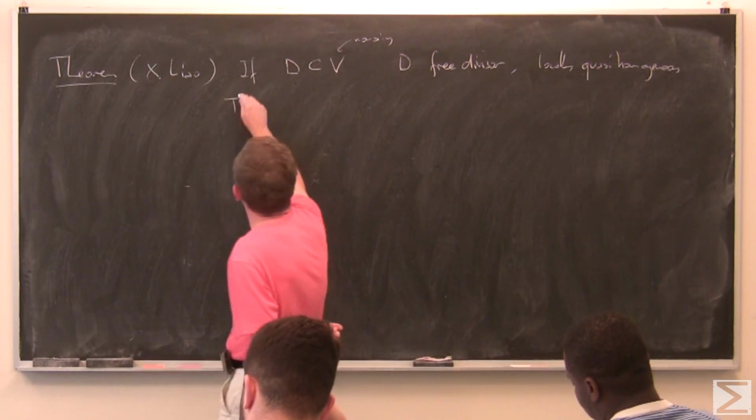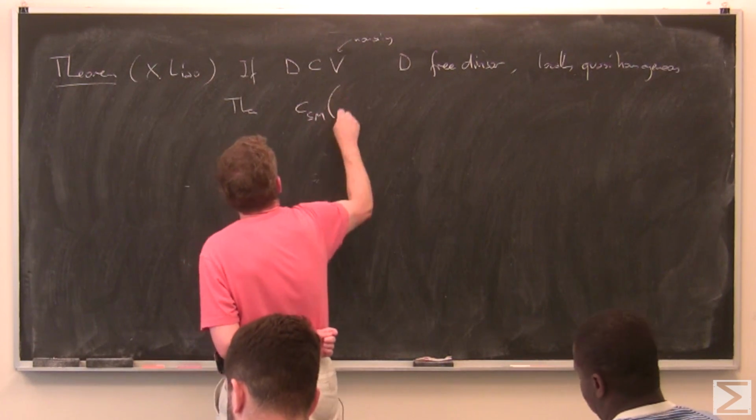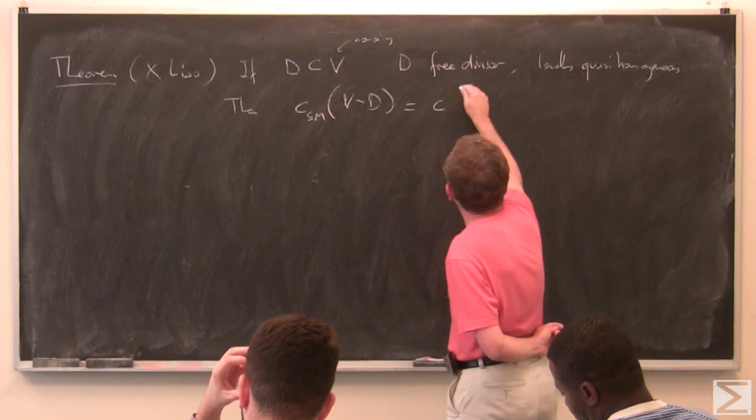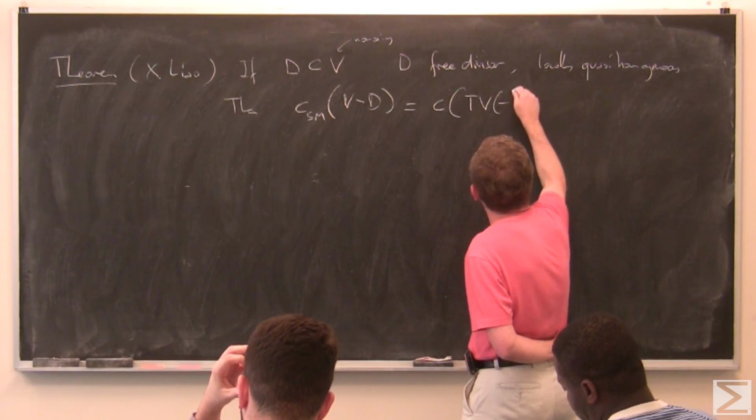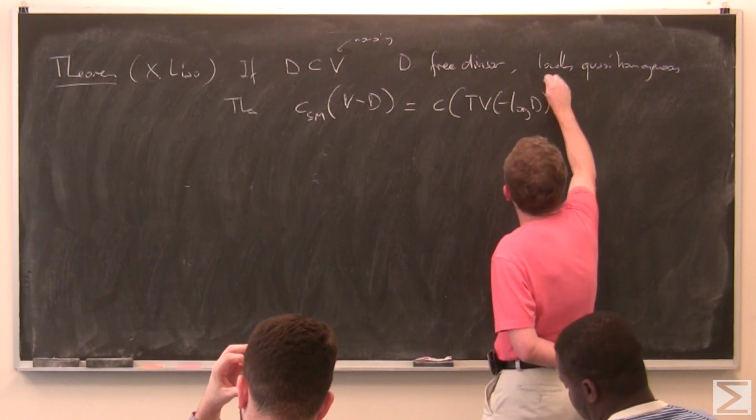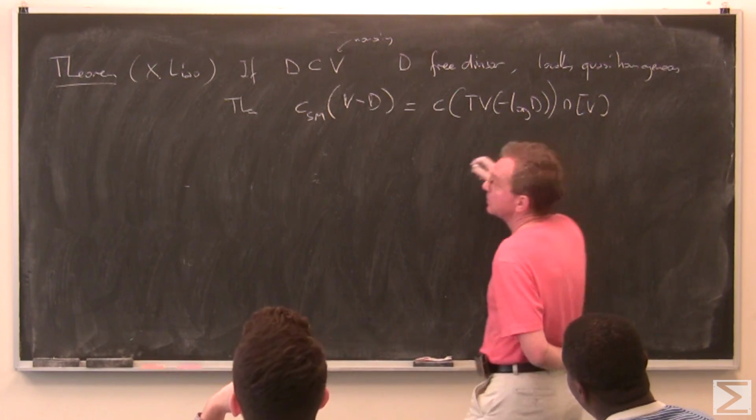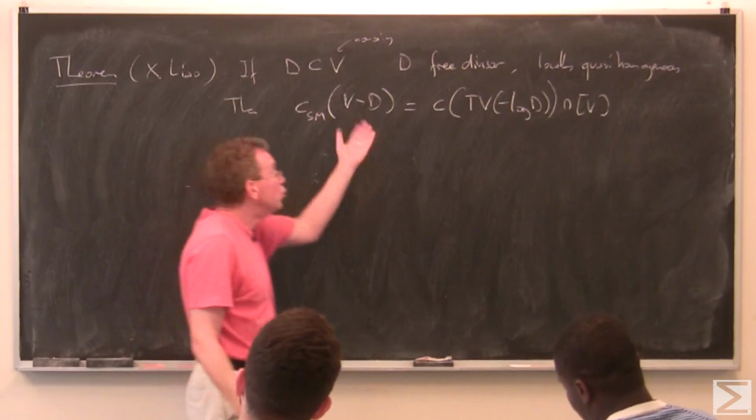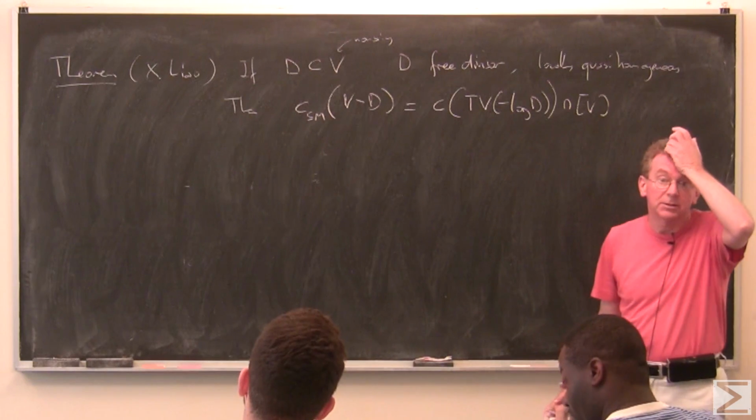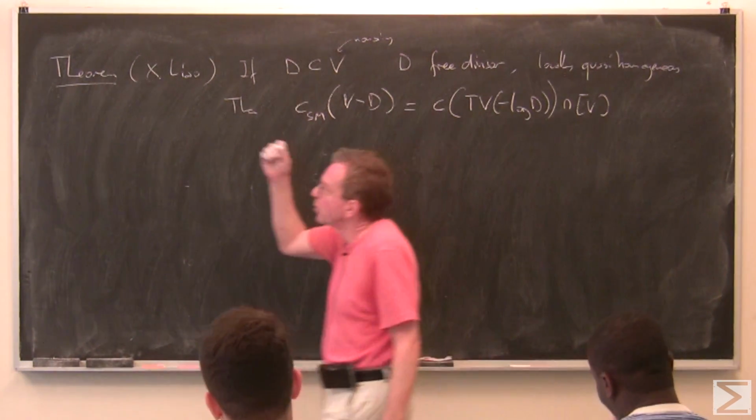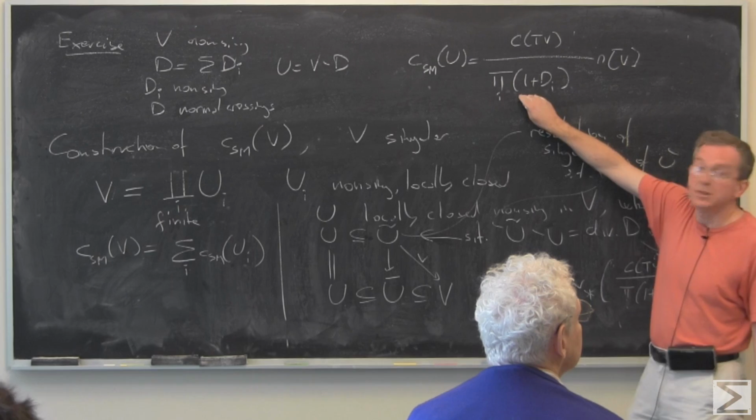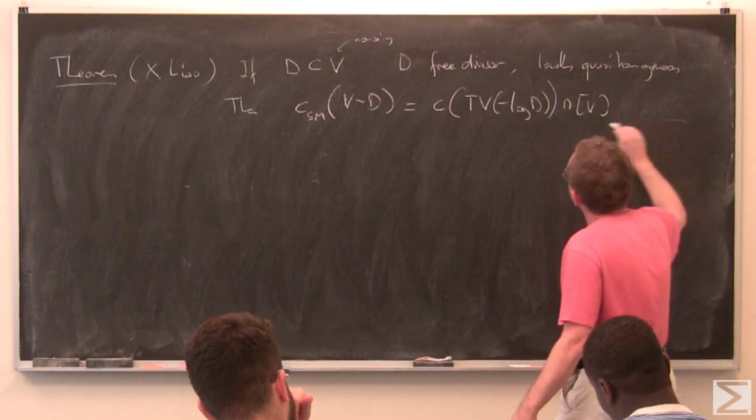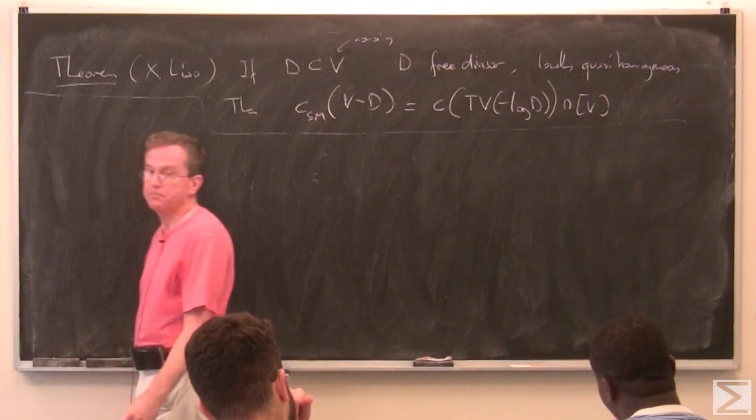Then the CSM class of the complement of D is the Chern class of the logarithmic tangent bundle. And you probably recognize that this is exactly what this is. Logarithmic tangent bundle, I mean the dual of the logarithmic differentials. And you probably know that for divisors with normal crossings, this is computing exactly that. So that's a particular case of this, which is much deeper. Okay.